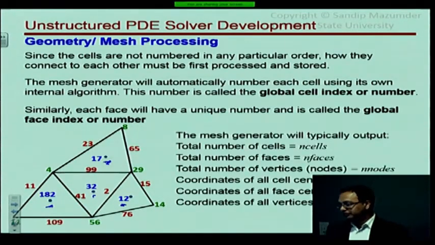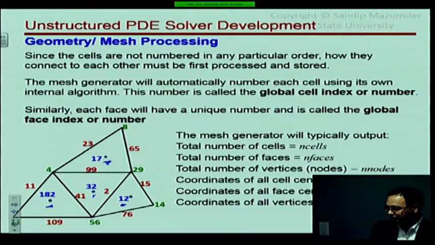The mesh generator has the ability to print out all these numbers. So if you are trying to develop an unstructured code, and let's say you put your money on one mesh generator, you have to have some mechanism where you can extract all this information from it. Most mesh generators have certain APIs that will allow you to print out this kind of information into a file.